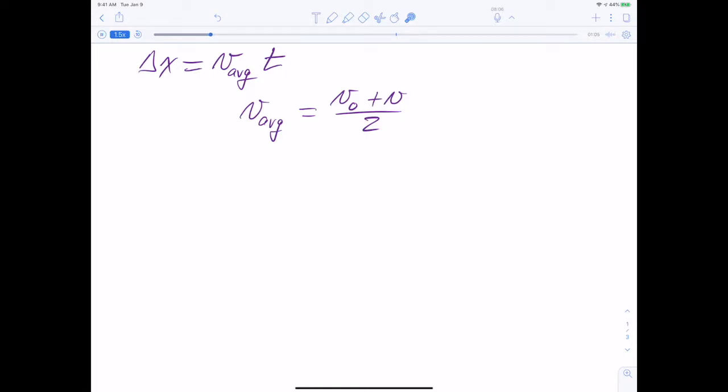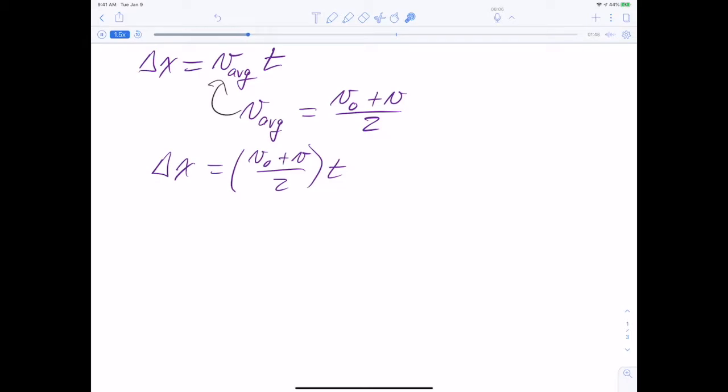So if I plug this into the equation where I have v average, the change in position is equal to v average, but I'm going to write this new expression, v naught plus v over 2 times t. That might be useful if I know the starting and ending velocities and I'm given the time, but usually I'm not given that.